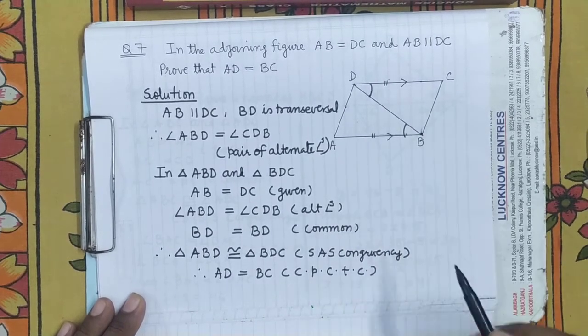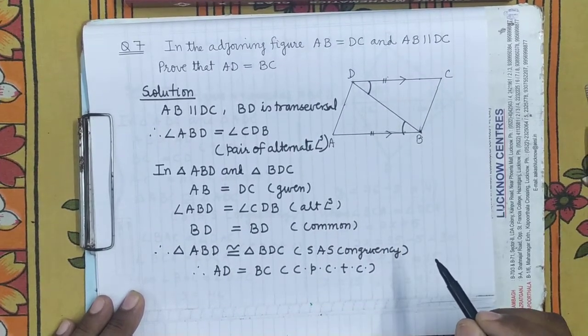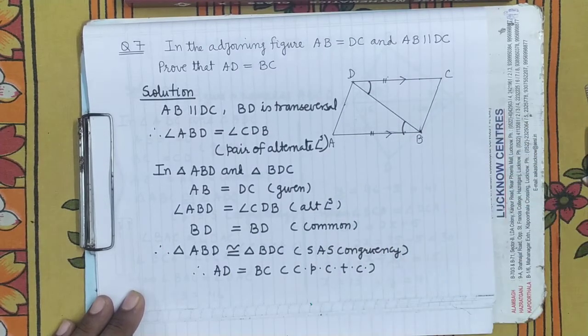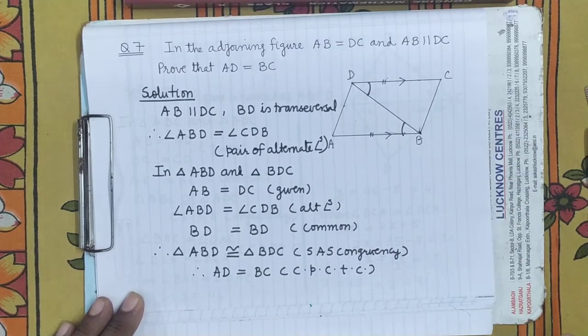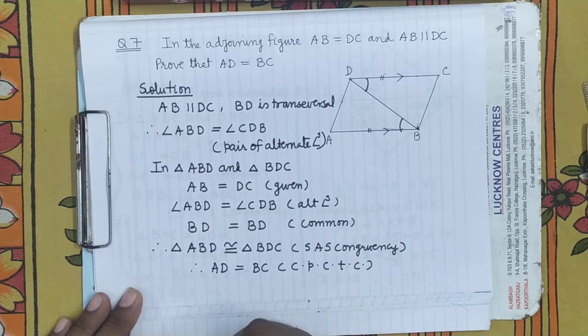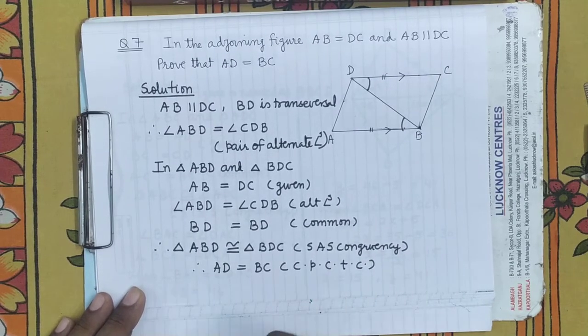Therefore, both the triangles will be congruent by SAS congruency. Congruent, therefore, AD equals BC by CPCT. Is it clear? The third side here is AD, and here the third side is BC. So, by CPCT, they are congruent.